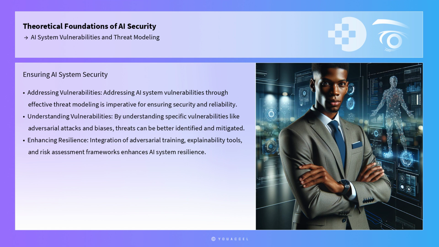In conclusion, addressing AI system vulnerabilities through effective threat modeling is imperative for ensuring the security and reliability of these systems. By understanding the specific vulnerabilities associated with AI, such as adversarial attacks and biases, professionals can employ structured frameworks and practical tools to identify, assess, and mitigate potential threats. The integration of adversarial training, explainability tools, and rigorous risk assessment frameworks can significantly enhance the resilience of AI systems. As AI continues to permeate various sectors, the ability to safeguard these systems against evolving threats will remain a critical competency for AI implementation professionals.